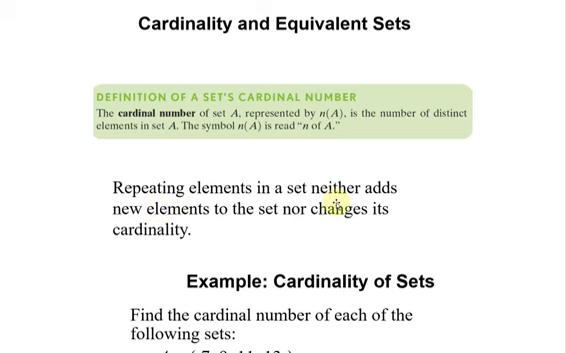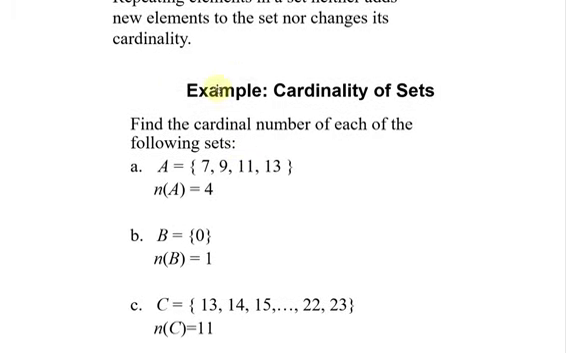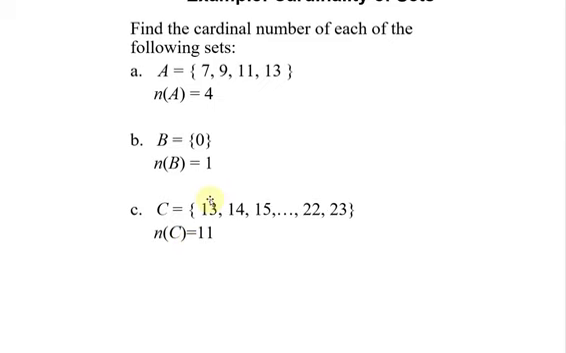Now, when we are counting the distinct elements, repeating elements do not change the value of the cardinal number. So for example, inside this set we have 1, 2, 3, 4. We have 4 elements, so the cardinal number is 4. We only have 1 element, so just 1. Now this one, C, we have 13, 14 up to 23, so we have 11 different elements. So the cardinal number is 11.